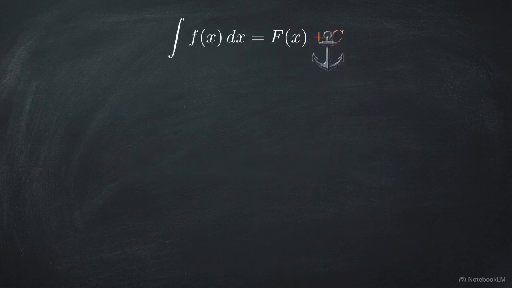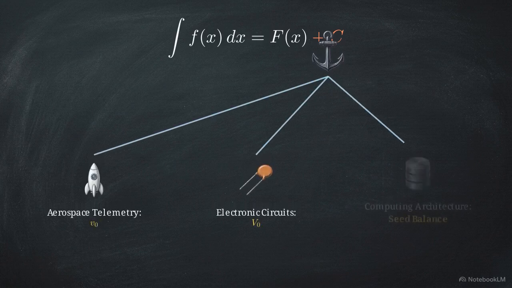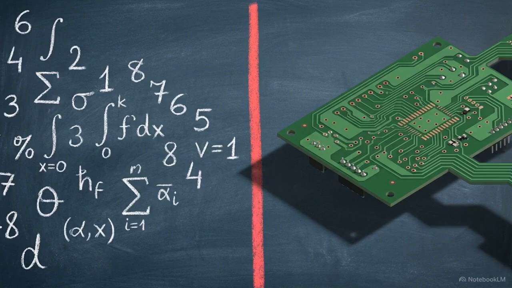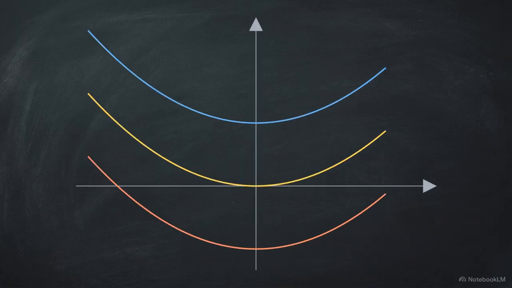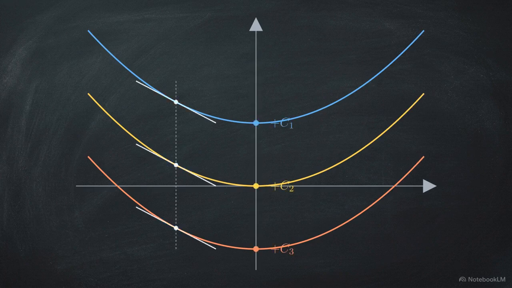We can trace this specific mathematical requirement across 3 distinct domains: aerospace telemetry, electronic circuits, and computing architectures. The constant provides the necessary initialization that keeps physical and digital systems synchronized with reality. This coordinate plane plots 3 identical parabolic curves, each shifted vertically along the y-axis.